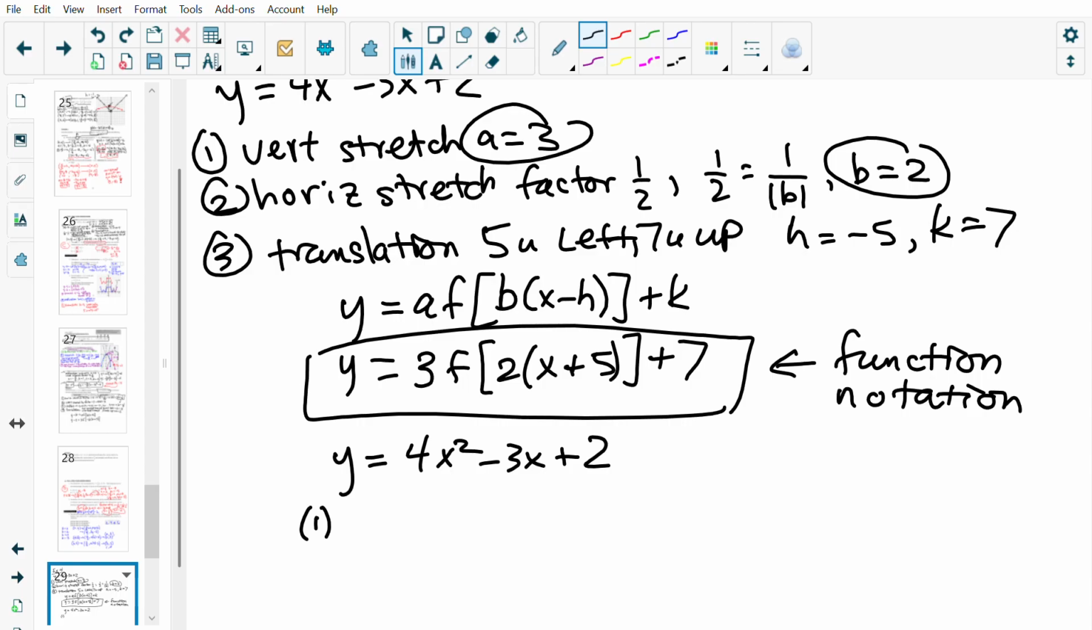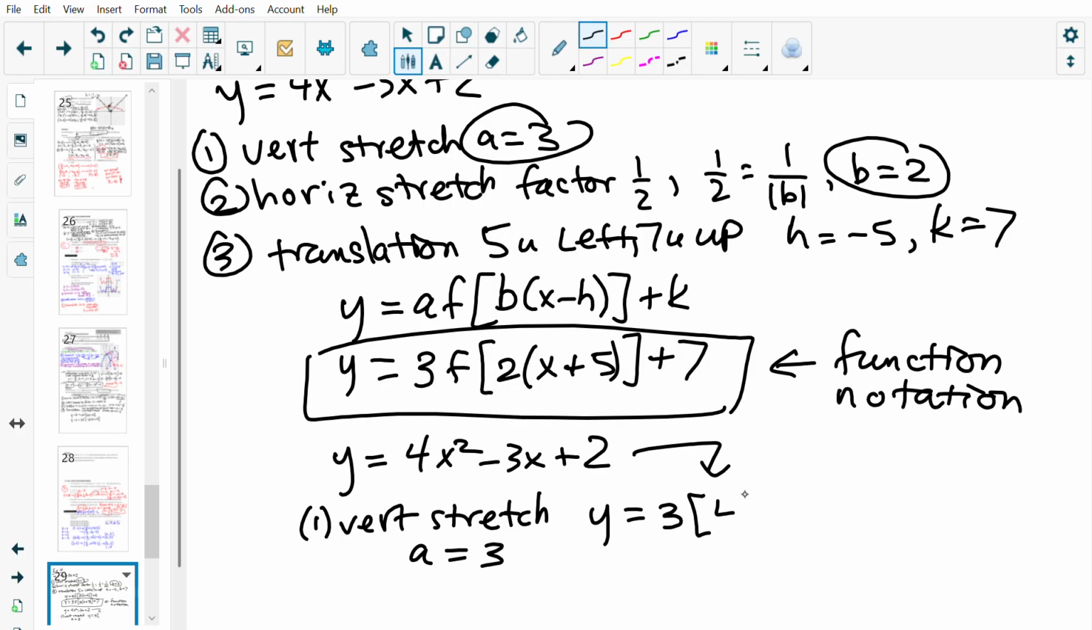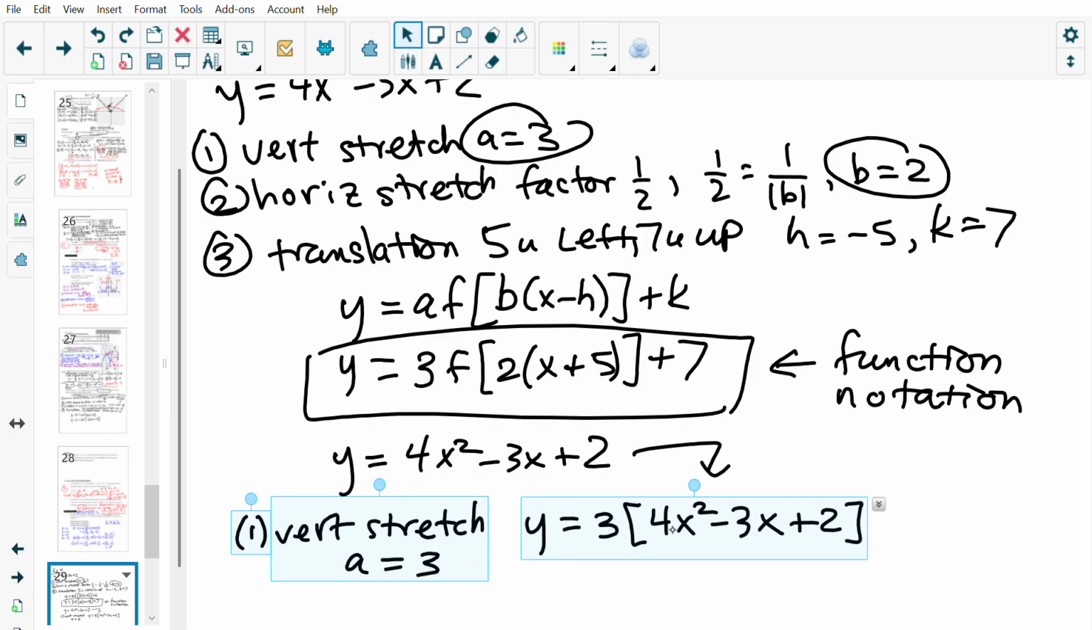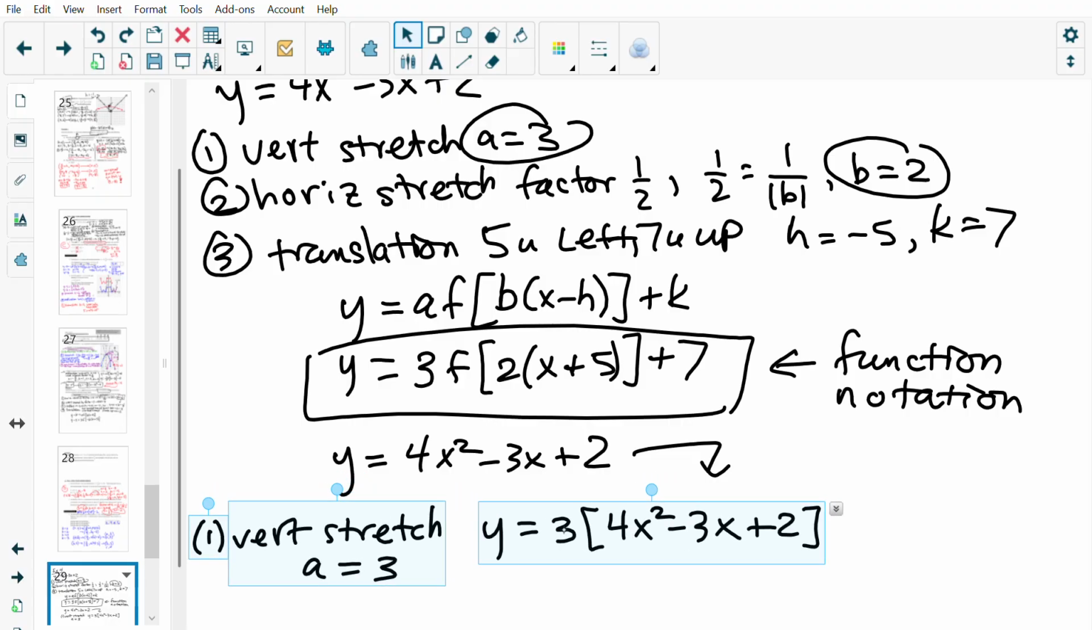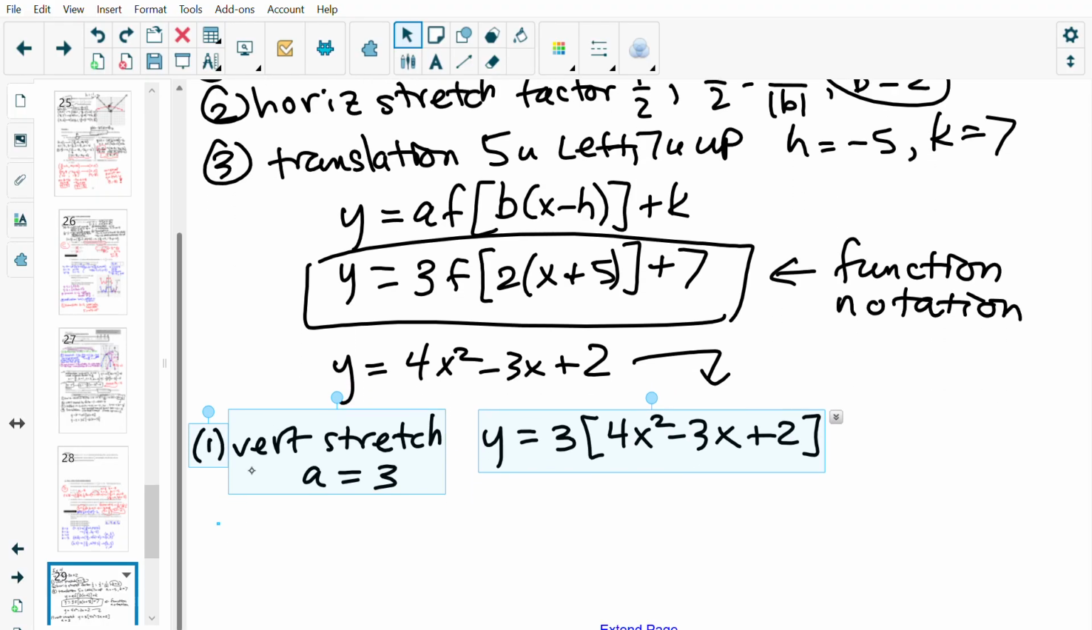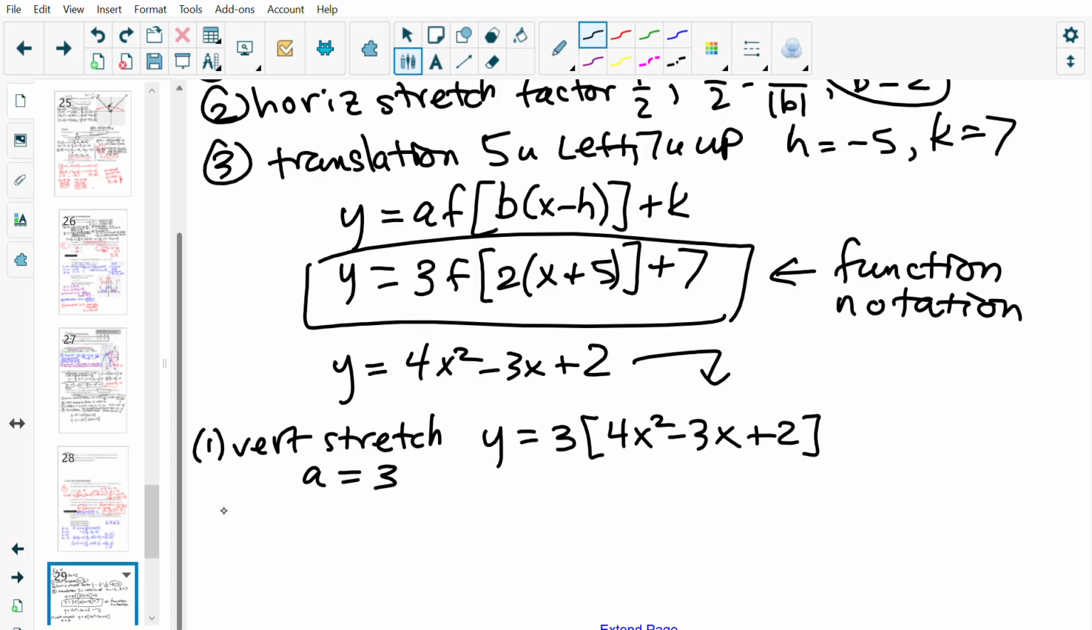So 1, I'm going to apply a vertical stretch where a equals 3. So what does that look like? That's y equals 3. Remember, we're stretching the entire function vertically. So I'm going to multiply the entire thing by 3. Okay, let me just move that over. Okay, good so far? All right, stay with me here.